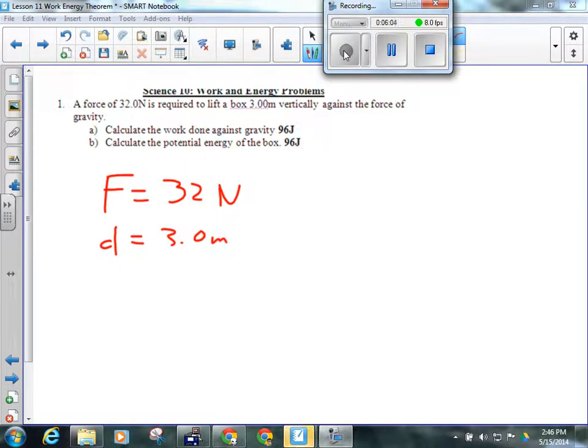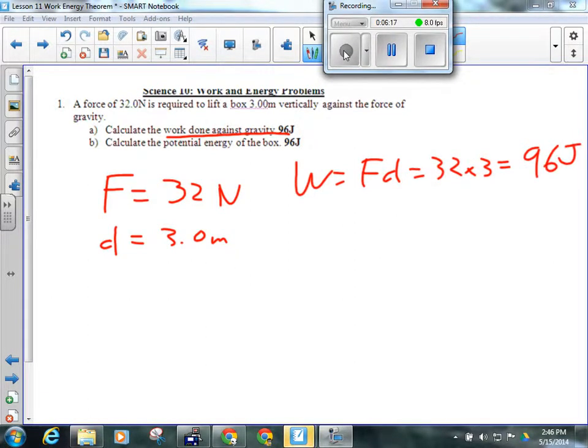First says, calculate the work done against gravity. Well, work is force times distance, and I have those two things. That's great, that's easy. Force times distance, 32 times 3 is 96 joules. All right? Then it says, calculate the potential energy of the box. And people are now looking at me and going, you didn't give me the mass of the box. I can't calculate this number. Yes, you can. The trick is that you already did.